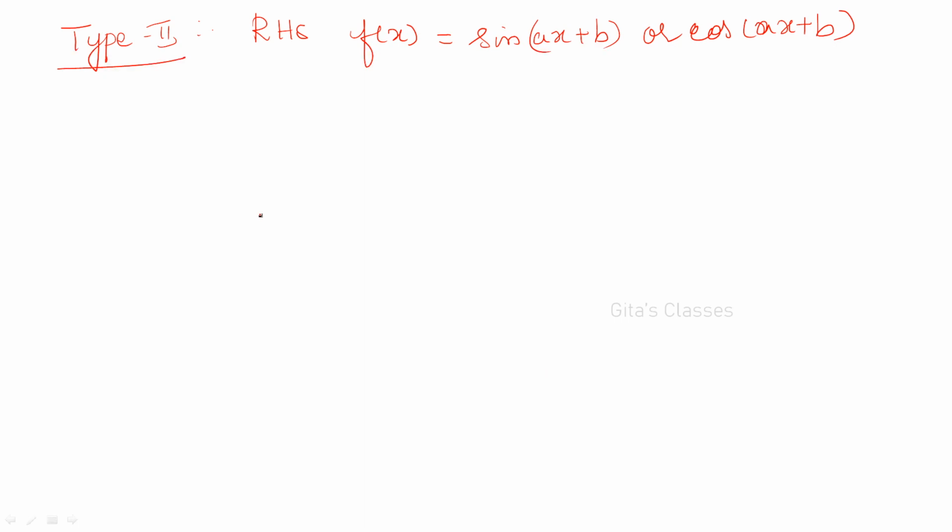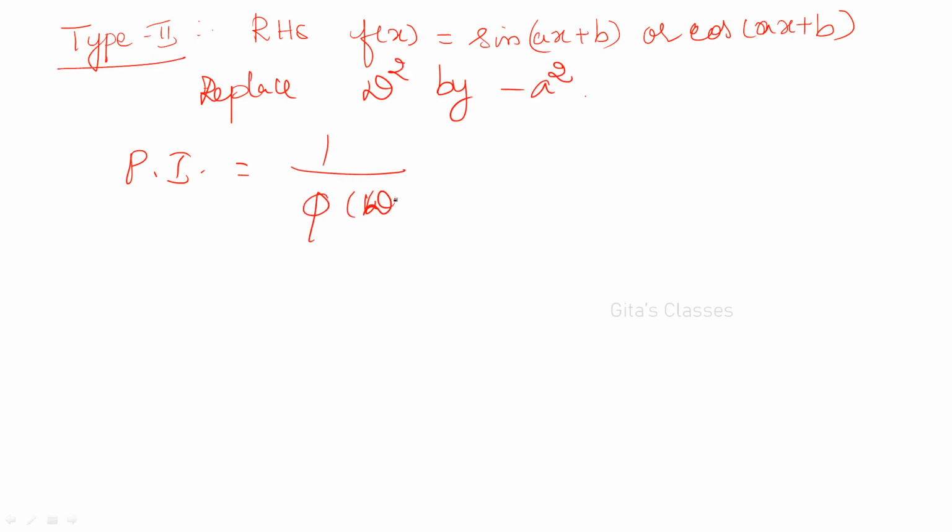Remember that for e power ax, replace D by a. If it is sometimes sine of ax plus b or cos of ax plus b, or sometimes sine ax or cos ax also you can have, then replace D squared by minus a squared. This is what you have to remember. So the particular integral is equal to 1 by phi of D into sine ax or cos ax. I am writing sine of ax plus b, it is applicable for cos also. Here you have to replace D squared by minus a squared.